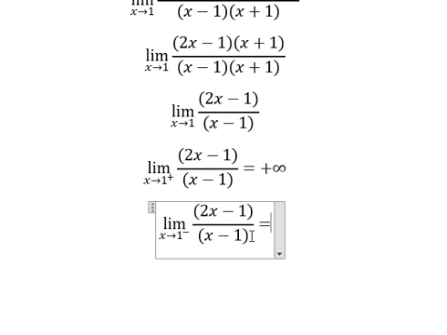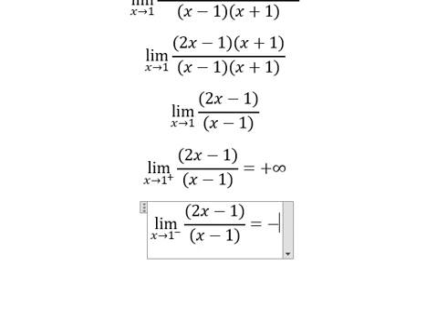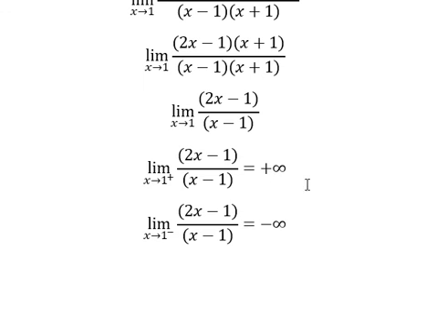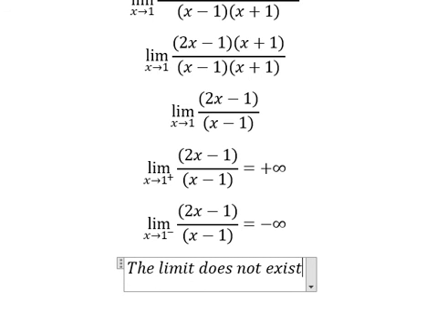This one, we still have positive number 1 in here, but on the left, x minus 1 is negative. Positive divided by negative, we have negative infinity. So we can see that this is about infinity. So the limit does not exist. And that is the final answer.